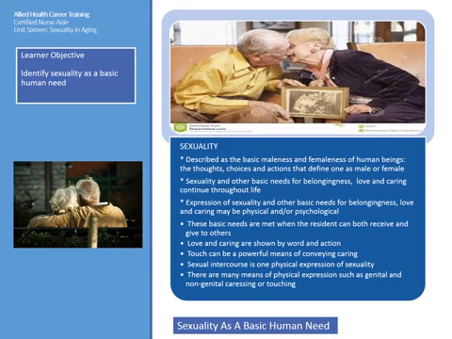If you remember back to Maslow's hierarchy of needs, on those basic needs at the very bottom of the pyramid, sex was one of them. So, sexuality and other basic needs for belongingness, love, and caring will continue throughout our life, no matter how old we get. Expressions of sexuality and other basic needs may be physical and or psychological. So, they could be physical actions and or how we feel. These basic needs are met when the resident can both receive and give to others.